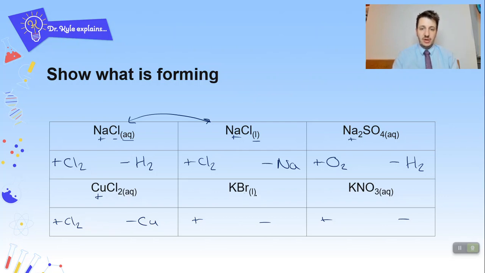Potassium bromide, liquid, so not dissolved in solution, I should be saying, and so therefore it's molten, and so therefore potassium is going to form at your negative, Br2 is going to form at your positive. Last one, potassium nitrate, aqueous, so nitrate is present, so we're going to form oxygen, and then potassium is there, so we're going to form hydrogen again, as potassium is a very reactive metal. Really well done if you got those right, and you followed that through.